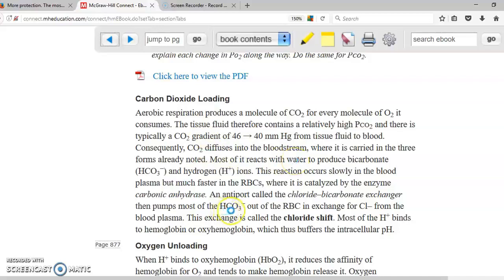We already talked about bicarbonate. Remember, I told you it's going to get released from the red blood cell in exchange for chloride, which is what you have in here. That's called the chloride shift. And as a consequence of that, the hydrogen will attach to the hemoglobin, therefore reducing the affinity of oxygen for the hemoglobin. More oxygen can get released into the tissues.